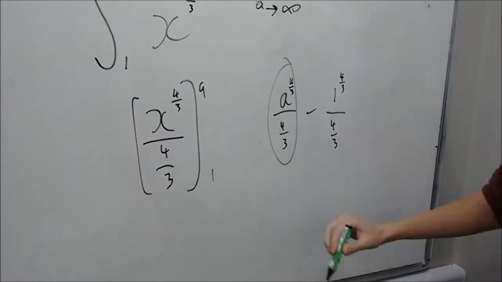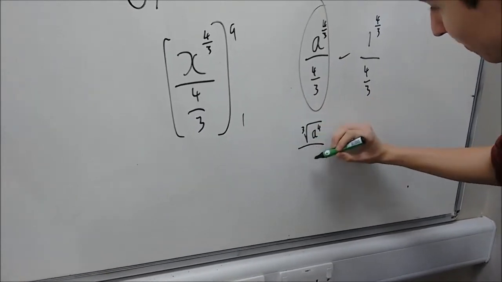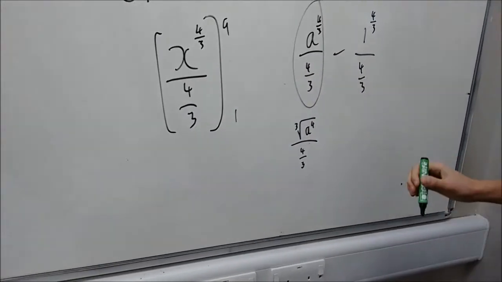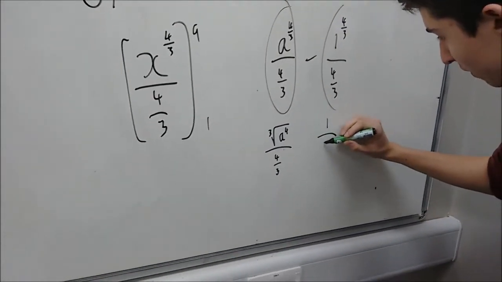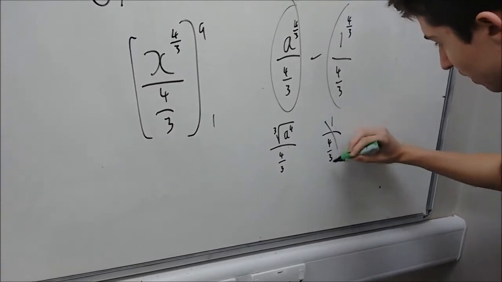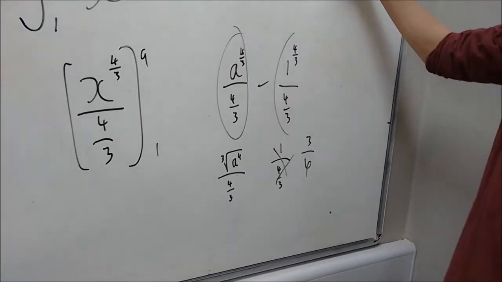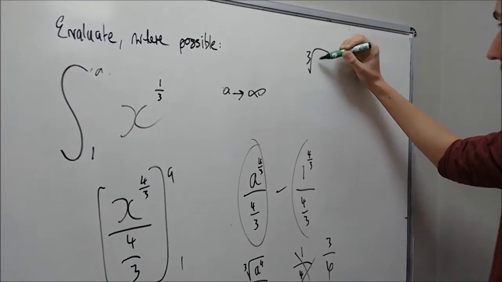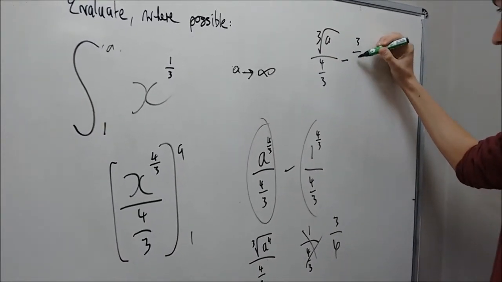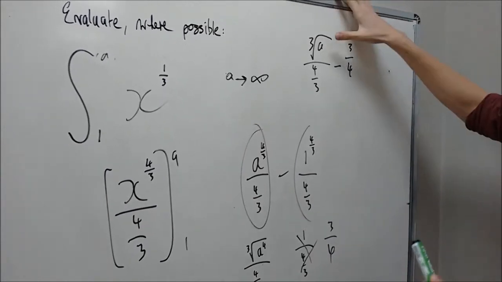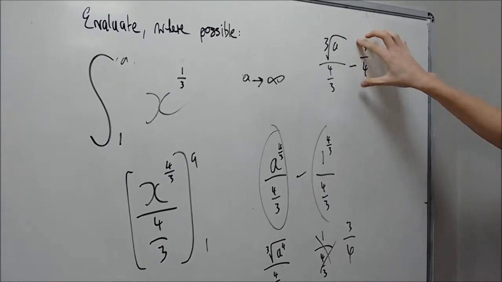This part here simplifies to the cube root of a to the power 4 divided by 4/3. And this part here goes to 1 divided by 4/3, which is actually 3 over 4. So the whole equation is going to be 3 cube root a over 4/3 minus 3 over 4. So last time we knew that because we were dividing by a, which tended towards infinity, that it was getting smaller and smaller and smaller, so we're left with just this part.